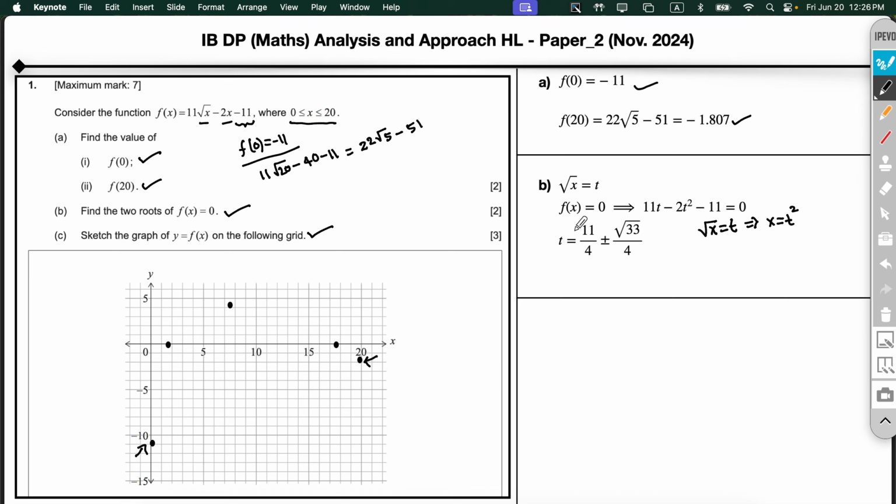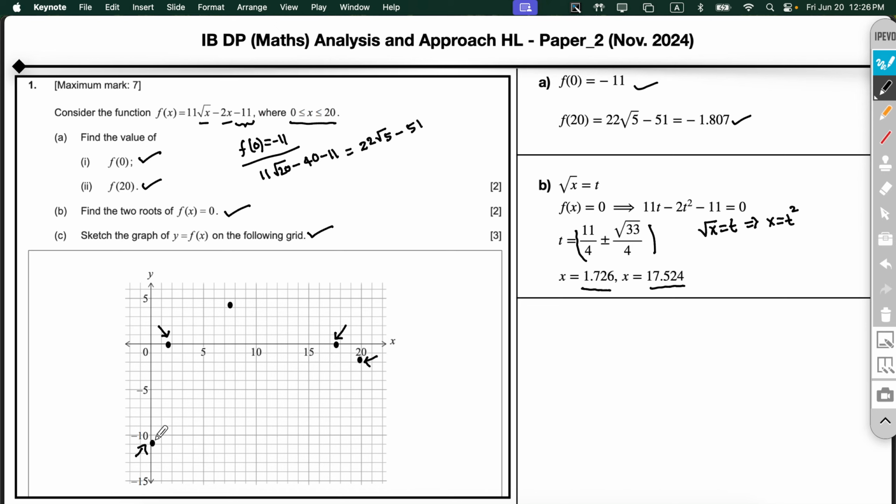And since we assumed that square root of x equals t, this implies x is t squared. So whatever value we got for t here, we have to square it in order to get the corresponding values of the variable x. After doing that, we obtain the two values of x for which f of x equals 0: 1.726 and 17.524. These are the two points where f of x equals 0. So this is roughly 1.726, and here this is roughly 17.524.